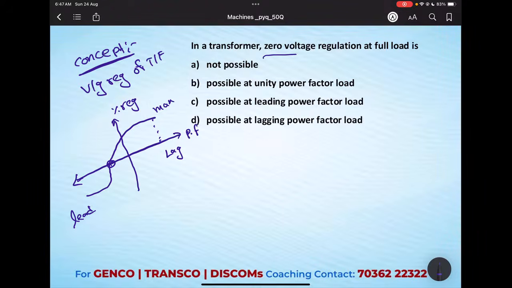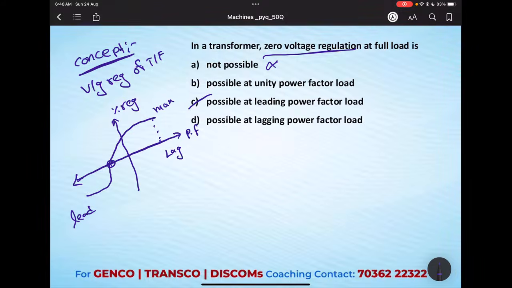0 voltage regulation will be possible if the power factor is a leading power factor. Not possible, no, it's not right. Possible at unity power factor load, no. So our option will be possible at leading power factor. Okay, is it clear? 0 voltage regulation will be possible at a leading power factor.